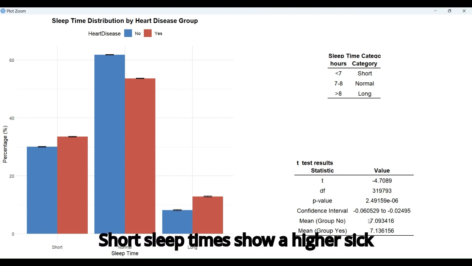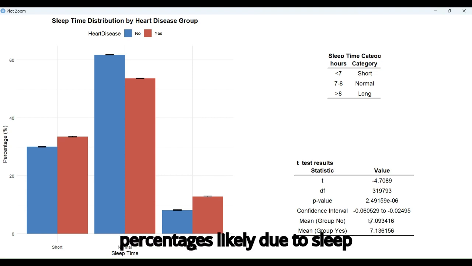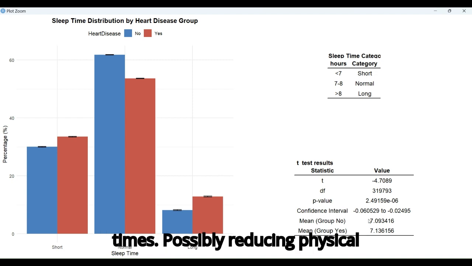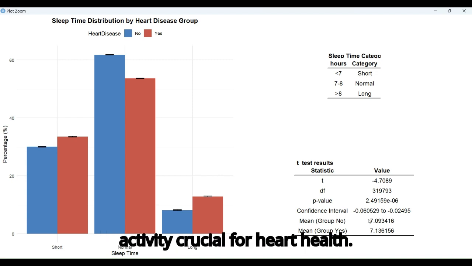Short sleep times show a higher sick percentage, likely due to sleep disorders. The patient group's frequency increases with long sleep times, possibly reducing physical activity crucial for heart health.